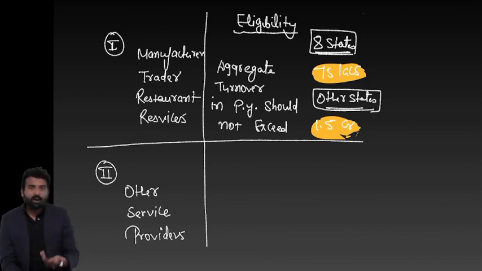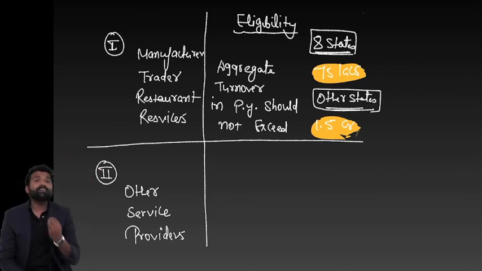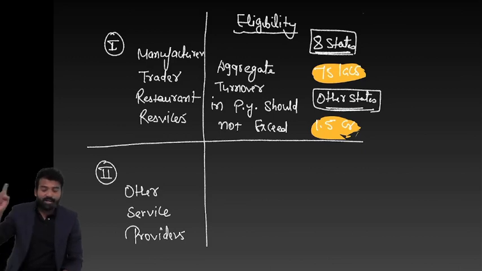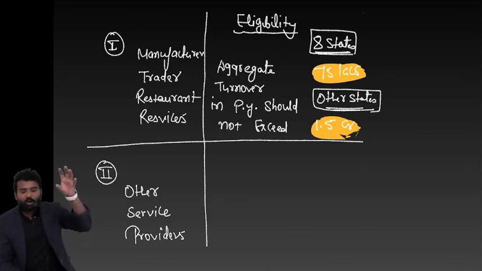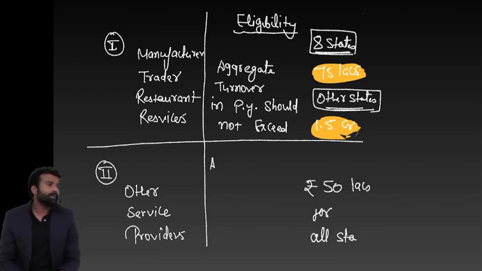If I am a chartered accountant and I want to go for composition, I will not be getting the composition under option 1. I will be getting composition under option 2 because I am an other service provider. I am not a manufacturer, not a trader, not a restaurant. So I will not be getting the above composition eligibility. I will be eligible for the second option, as an other service provider, and there the turnover limit is 50 lakh rupees.